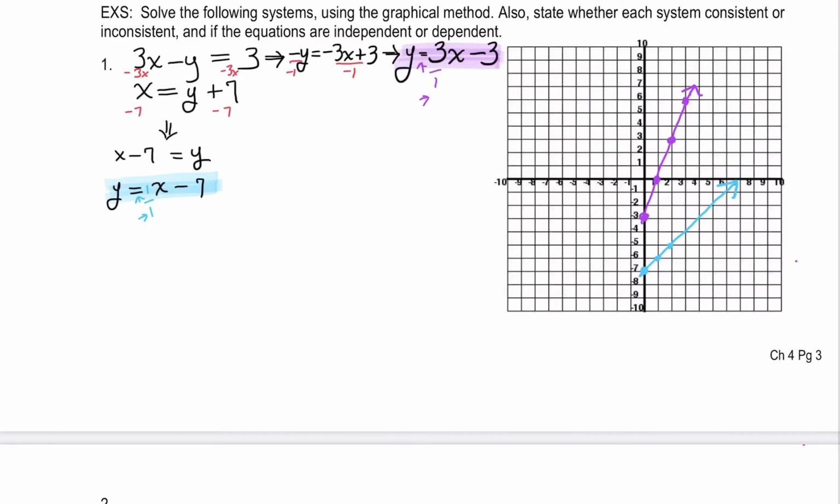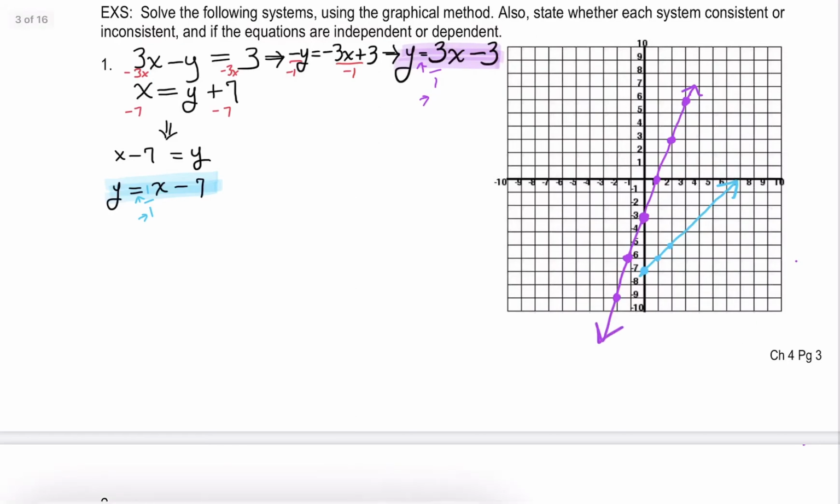So on the first line, notice it's up 3 over 1, or going in reverse, down 3, left 1, down 3, left 1. So from that y-intercept, let's go down 1, 2, 3, and to the left 1. So that puts me at negative 1, negative 6. Let's do it again. Down 1, 2, 3, left 1. So I'm at negative 2, negative 9. Okay, so let's extend that line.